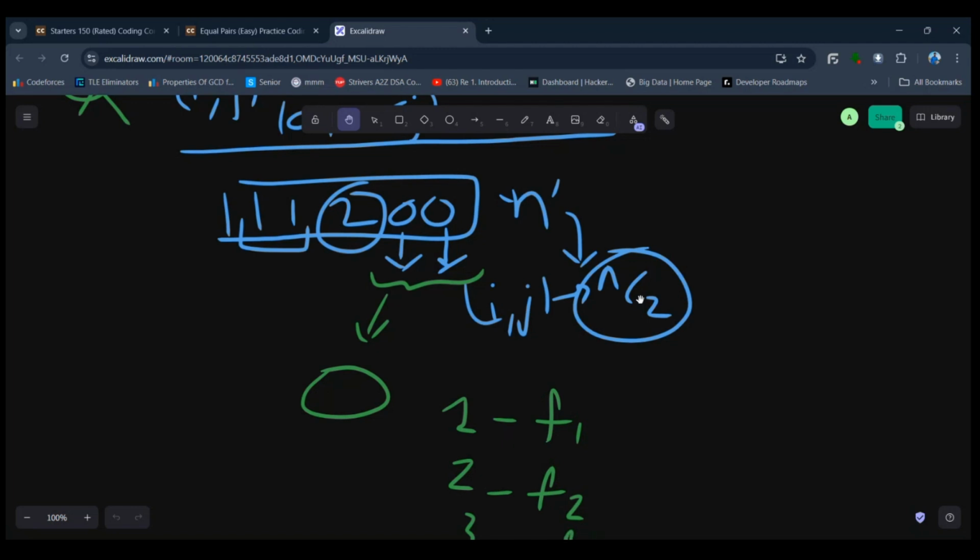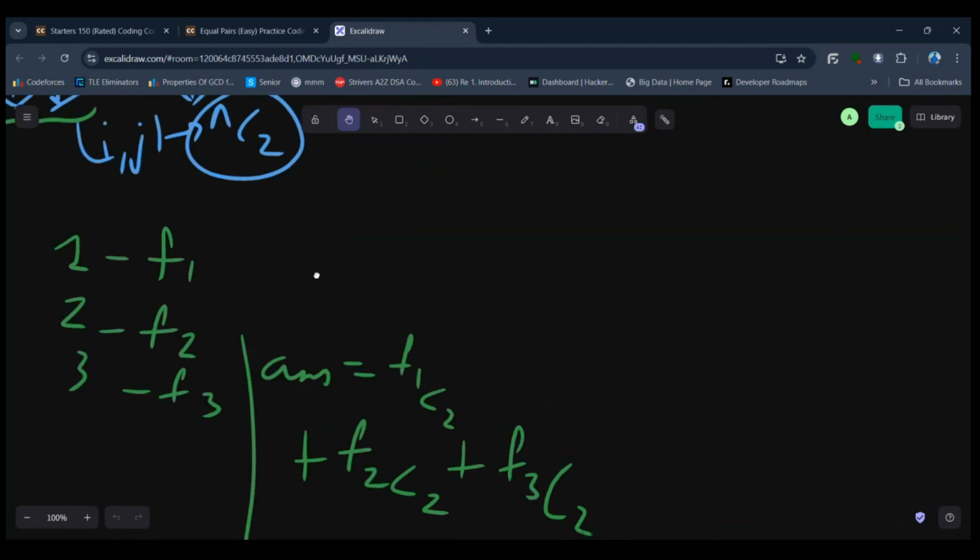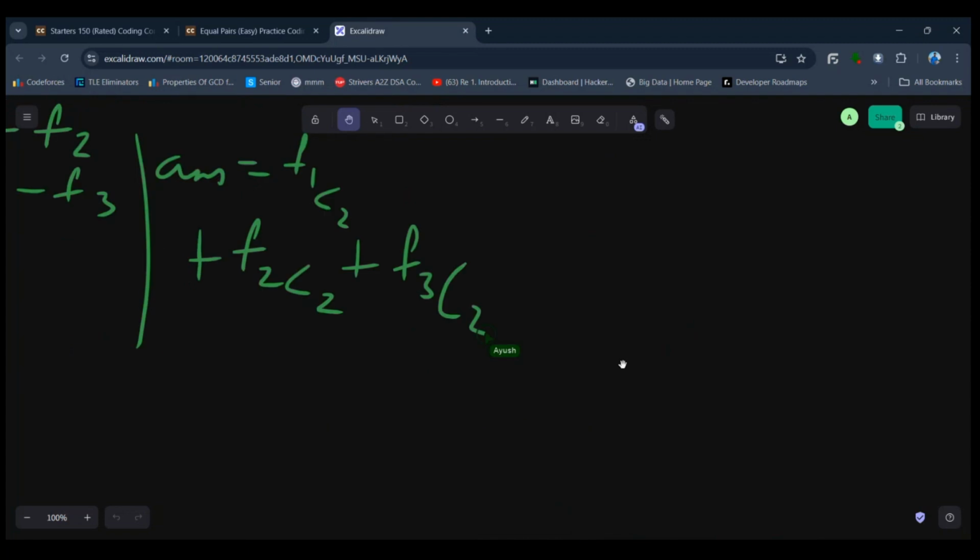Initially they would be contributing to my answer such that my answer would be f1 C2 plus f2 C2 plus f3 C2. So far this would be my answer if I do not convert any of the zeros into any of these numbers, 1 or 2 or 3. My answer would probably look like this, right?